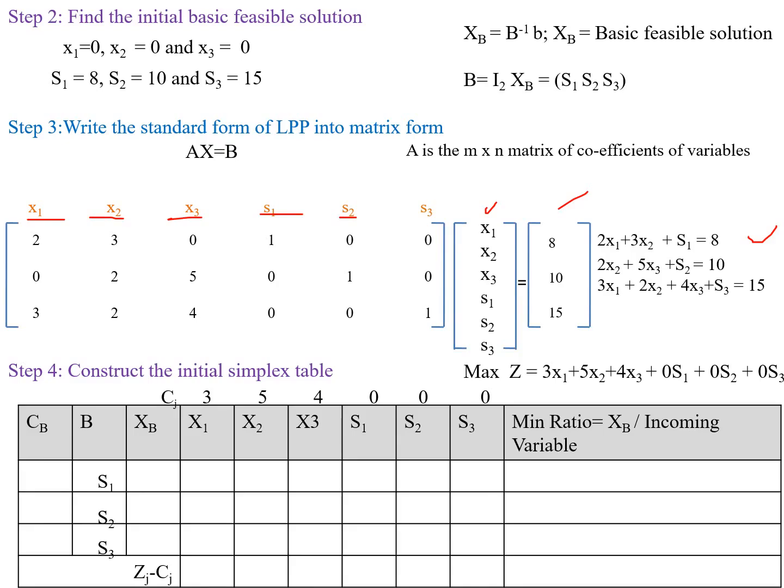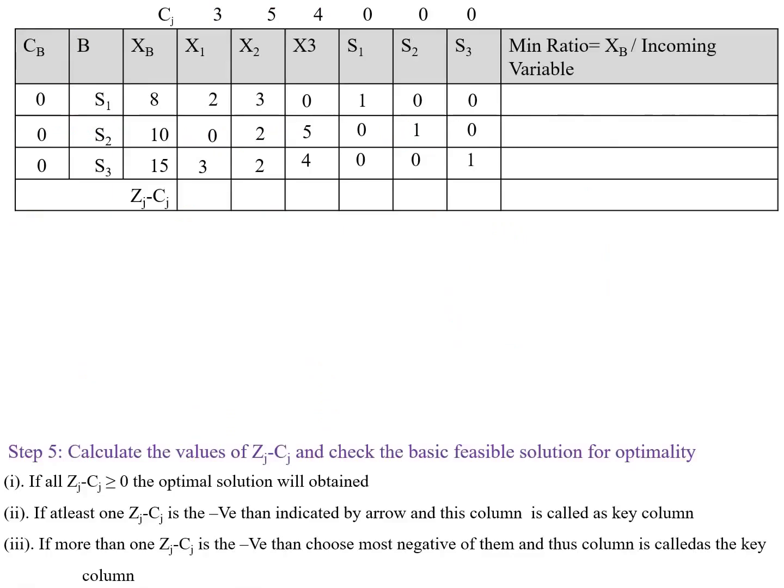Then B is the basic slack variables, that is s1, s2, s3, and xb is the basic feasible solution of slack variables, that is 8, 10, 15, and CB is the initial cost coefficient of slack variables, that is 0, 0, 0. Next, we have to fill the remaining values by observing the matrix A. This is the initial simplex table.